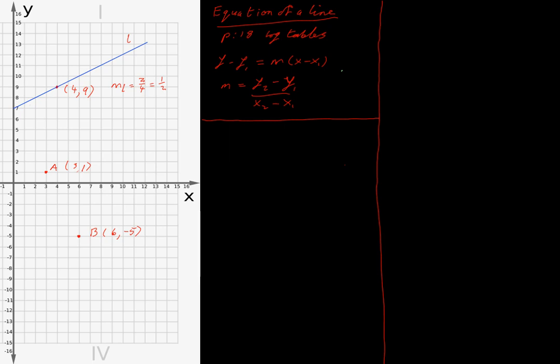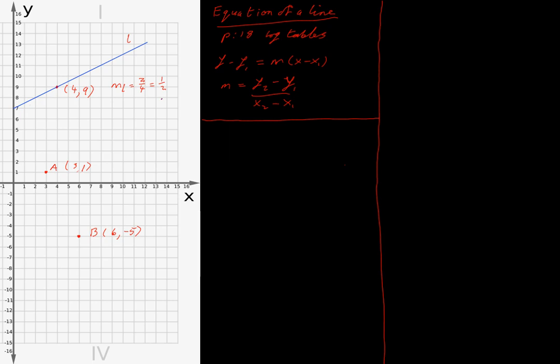So the first way that you could be given information about finding the equation of a line would be like the situation I've drawn up here, where we're given a line, a point on the line, and its slope. Again, m little l is going to be the slope of the line L, and it's a half. So I'm told straight away that the slope of this line is a half.